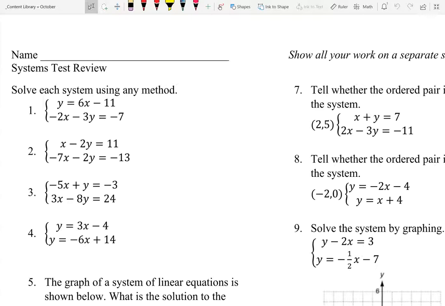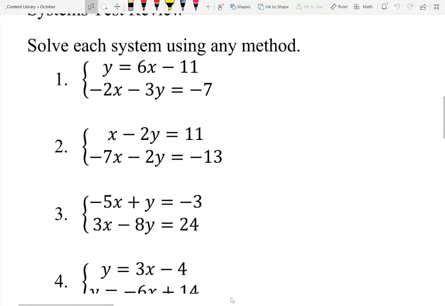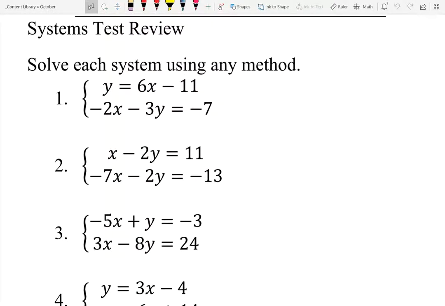It's going to help you guys prepare for the test. So starting with number 1, we're going to solve each system using any method that we want. Now, looking at number 1, the first thing I notice about it is the first equation, we have y completely by itself. Y is equal to 6x minus 11.